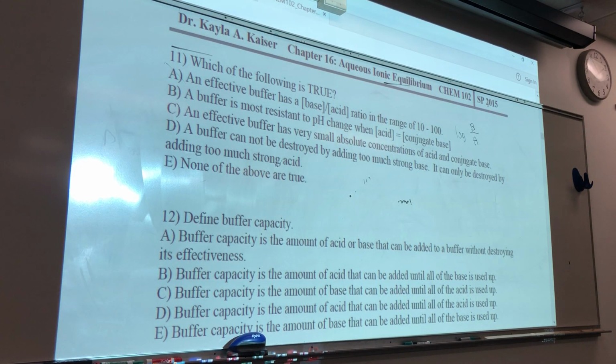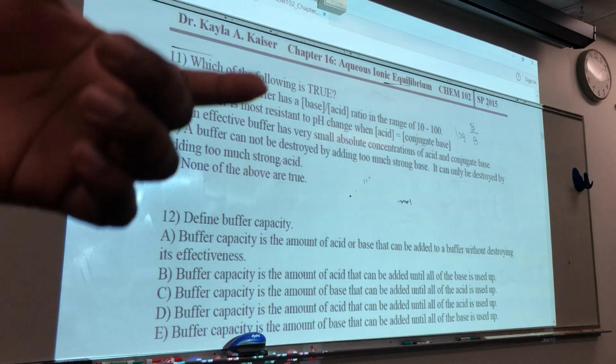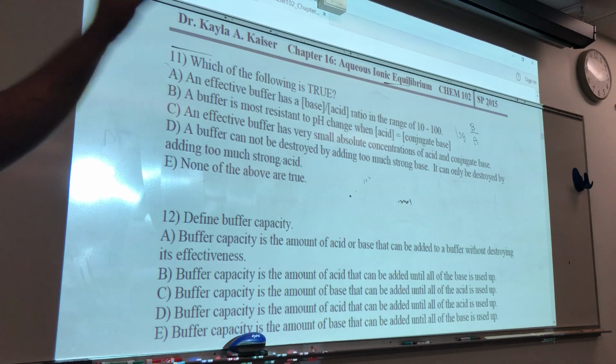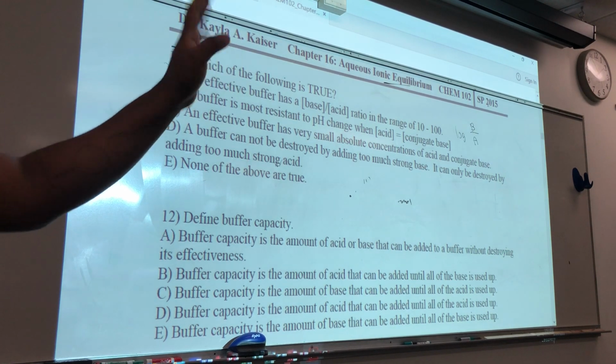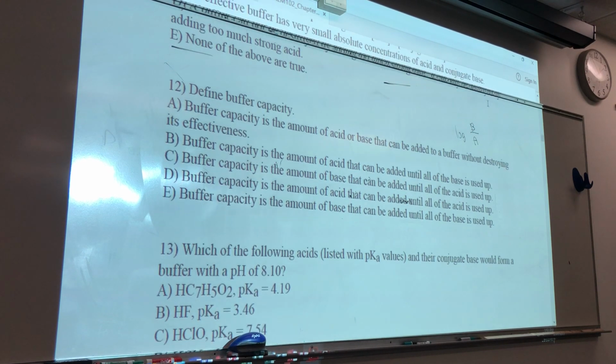Let's just remind you what a buffer is. Out of curiosity, what makes a buffer? Can you have a strong acid and a weak base? You need a weak acid and its conjugate, right? Or a weak base and its conjugate, right? So if that was on here too, and it was some version that wasn't that, it would also be wrong.